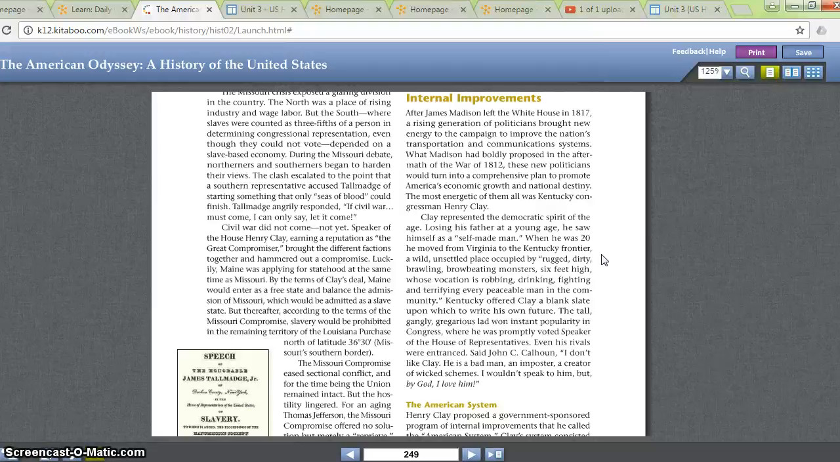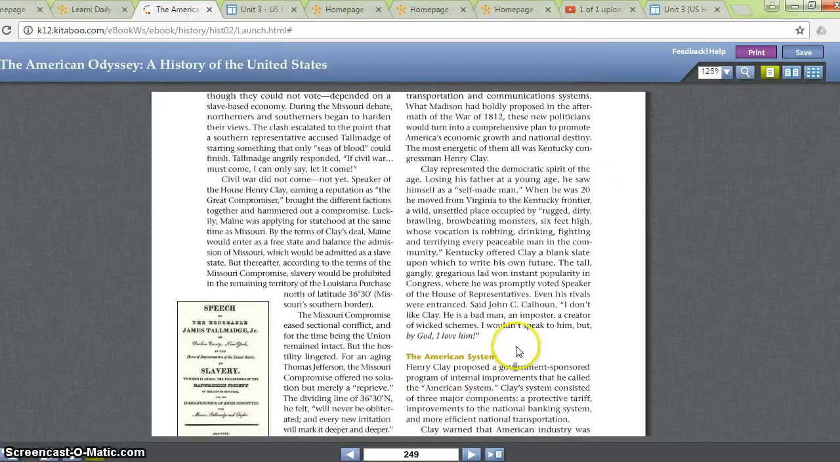The tall, gangly, gregarious lad won instant popularity in Congress, where he was promptly voted Speaker of the House of Representatives. Even his rivals were entranced. Said John C. Calhoun, "I don't like Clay. He is a bad man, an impostor, a creator of wicked schemes. I wouldn't speak to him, but by God, I love him." And we'll stop here with this one part and start up in part 2 with the American System.